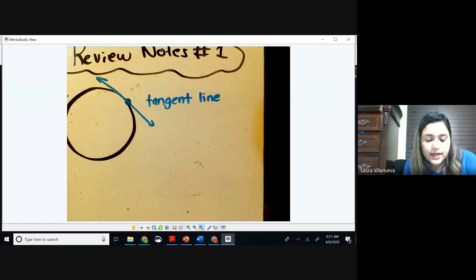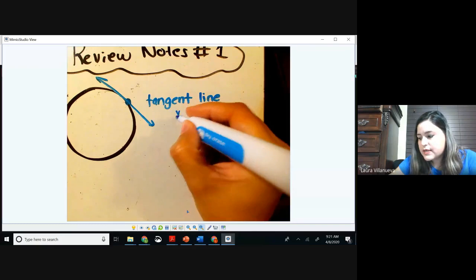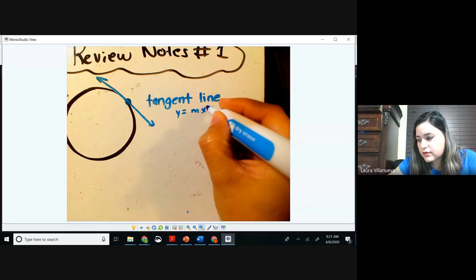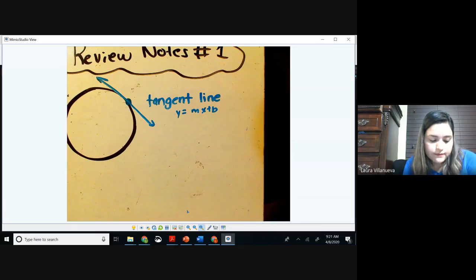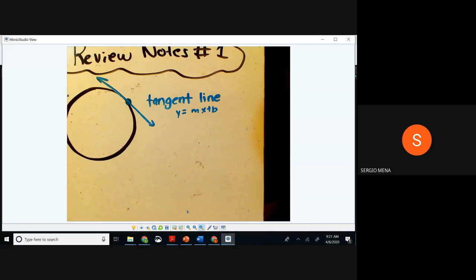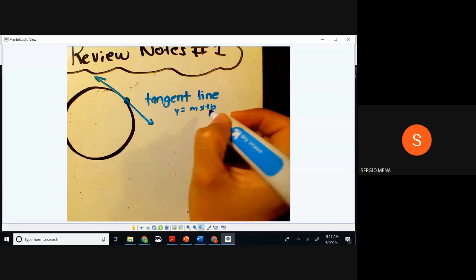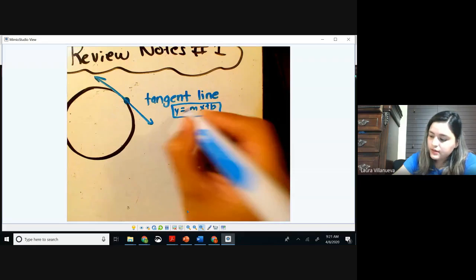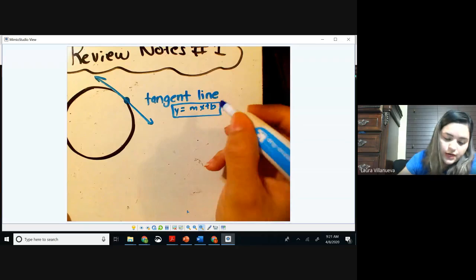Now notice that a tangent line is a linear line. So a tangent line is going to have y equals mx plus b. Just think of that. Isn't that the slope y equals mx plus b? That is your equation of a line. Your m is your slope, your b is your y-intercept.